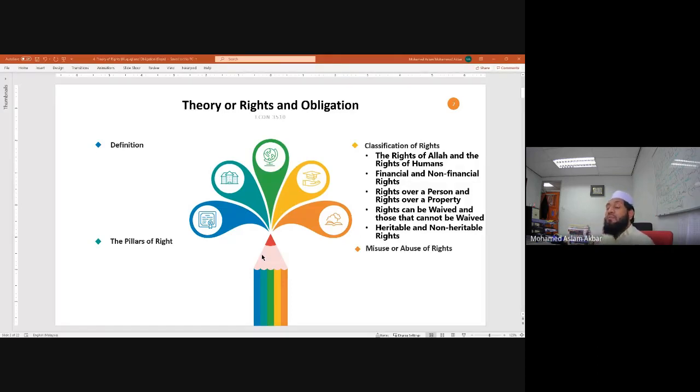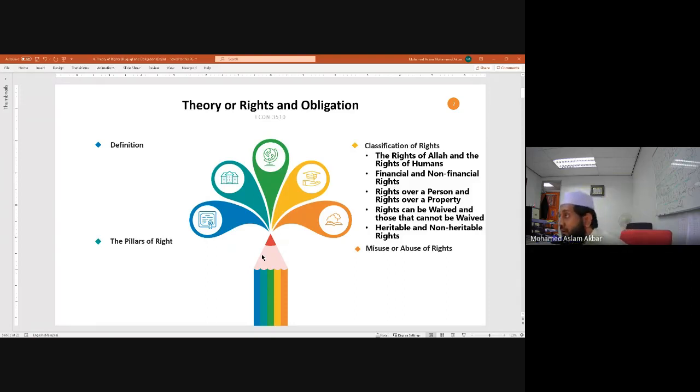So this is what we are going to talk about today, starting from the definition, and then we go to the pillars of rights. What are the pillars? The names and most important elements of rights. Then we go to the classification of rights.